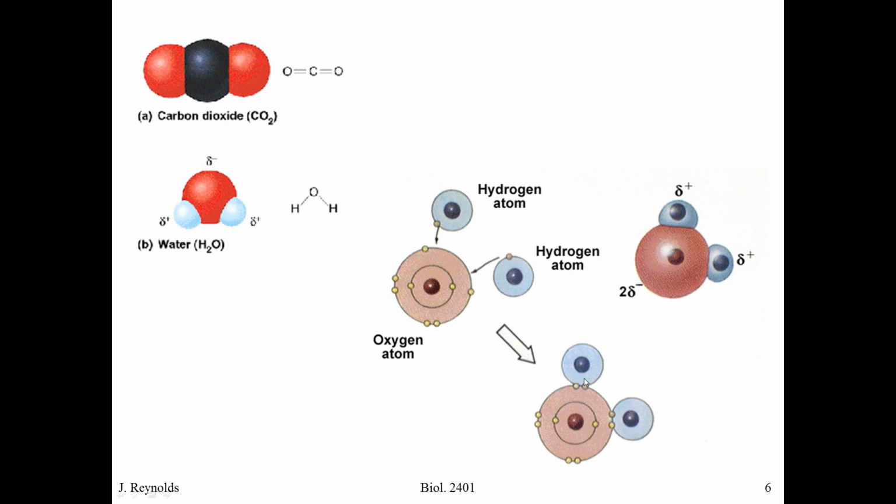Remember, hydrogen only has 1 electron in its shell. It needs 1 to be stable. So it shares. Each one of these is sharing 1 of the electrons of oxygen, and oxygen is sharing the electron of each of the hydrogens. Everybody's stable. But something a little bit different happens.